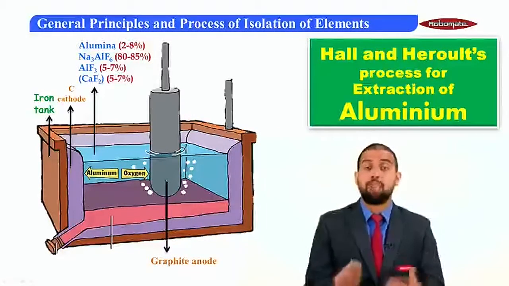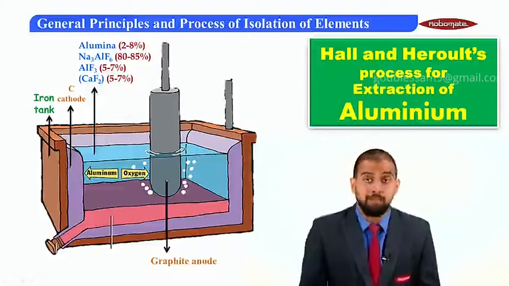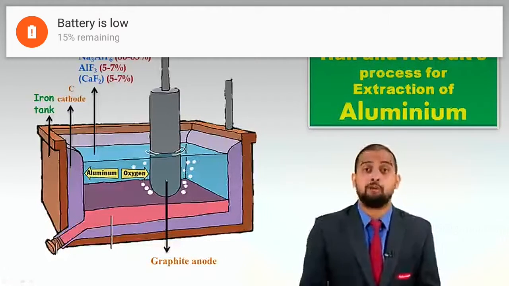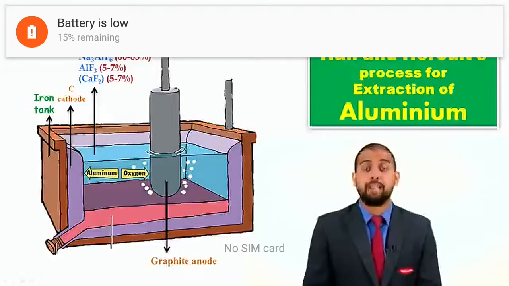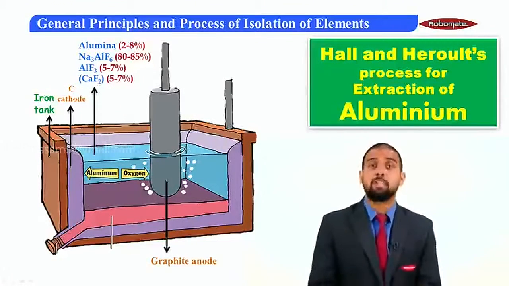Now the point is, why are we adding so many components? We are adding alumina because we are looking for aluminium. Secondly, we are adding cryolite because cryolite will lower the fusion point of alumina, and aluminium fluoride and calcium fluoride will help in the better conduction of electricity. So these are the components that we need to add.